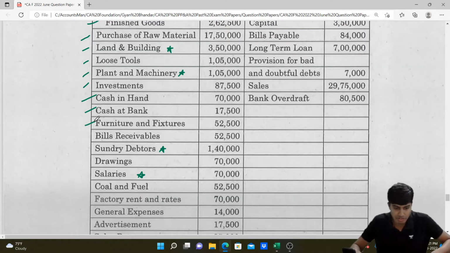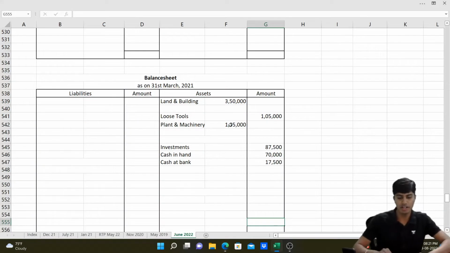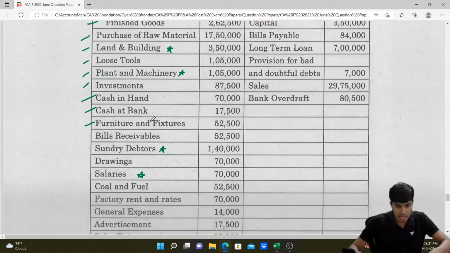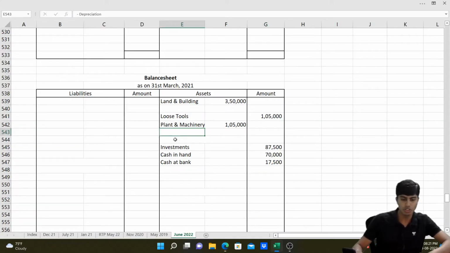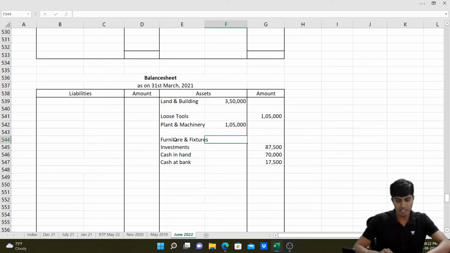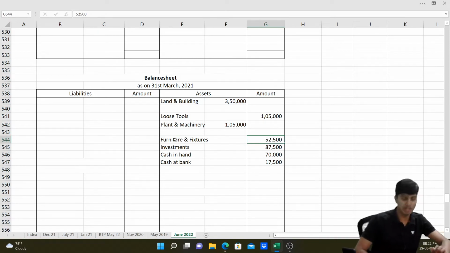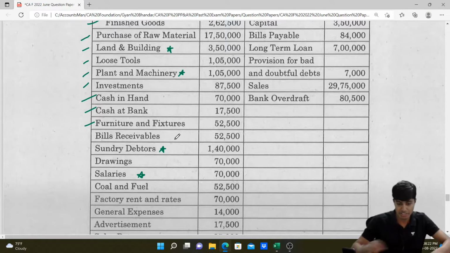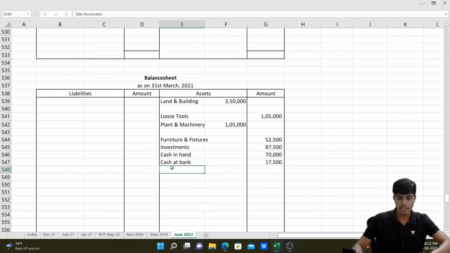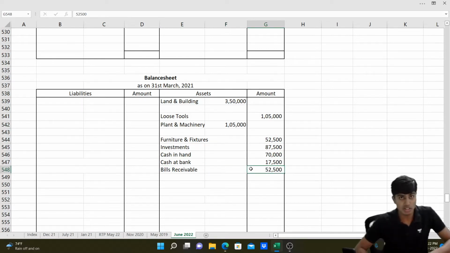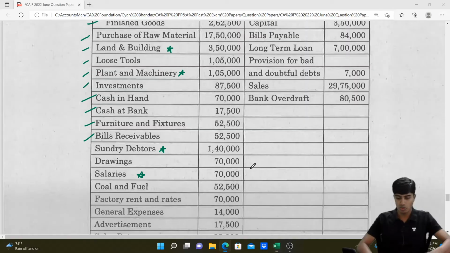Done. Then we have furnitures and fixtures 52,500. This has no adjustment, so I can straight away push it to outer column. I'll write here furnitures and fixtures 52,500 straight away to outer column without any adjustment. Balance sheet asset side. Bills receivable 52,500 is a current asset. So I'll write below cash in hand and cash at bank.